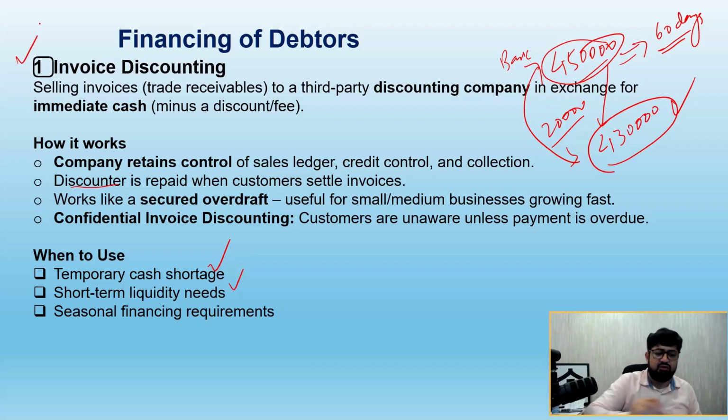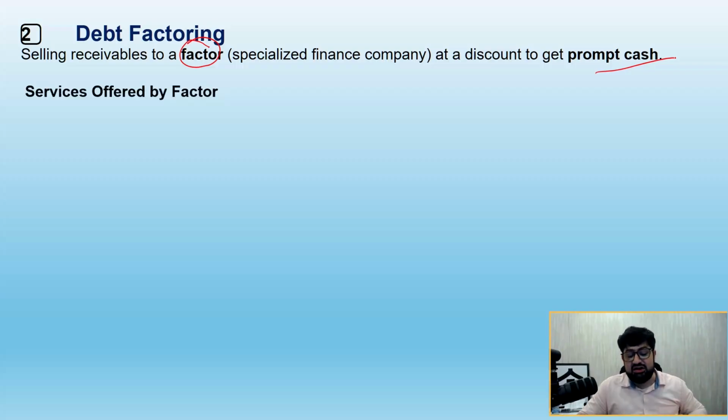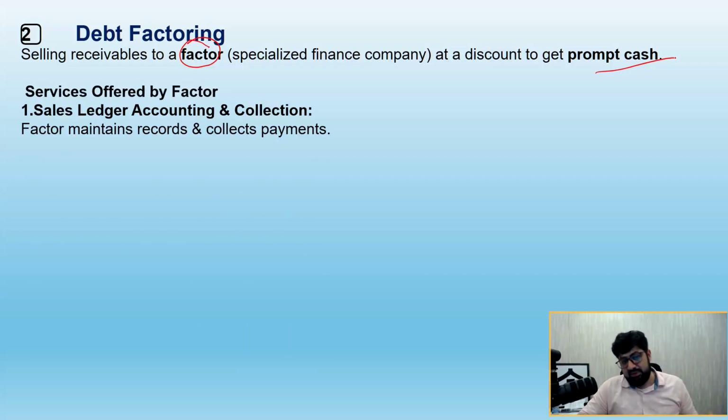Now the second method of financing the debtors is called factoring, debt factoring. Again, debt factoring is an arrangement where you are getting cash from the bank or finance company, which is called the factor here, against the receivables. But the difference is that you are getting prompt cash, but you are selling receivables to them. Means they will manage the receivables and collect the payments. So we are not going to manage it now. In invoice discounting, we were doing that.